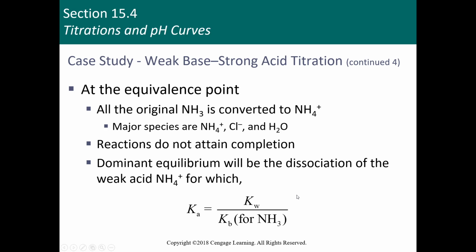All right, so at the equivalence point, all of the original NH3 is going to be converted to NH4+. So at the equivalence point, you will have NH4+, Cl-, and H2O. The reactions do not attain completion for the NH4+. Your dominant equilibrium will be the dissociation of this weak acid, NH4+, which you can look at as this right here, which is your Kw over your Kb will give you your Ka.